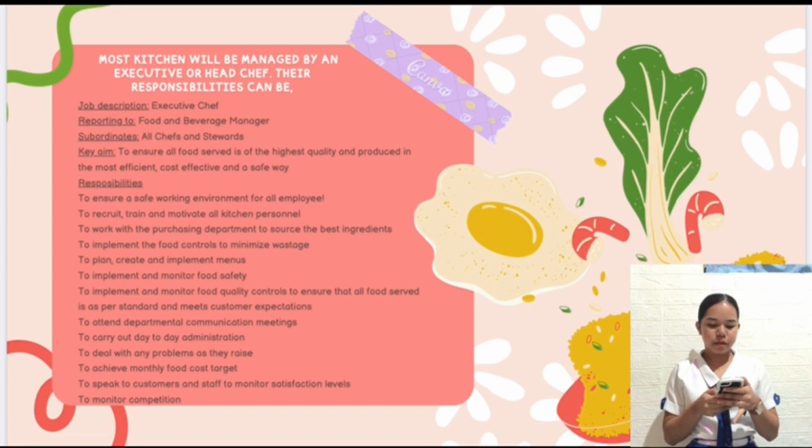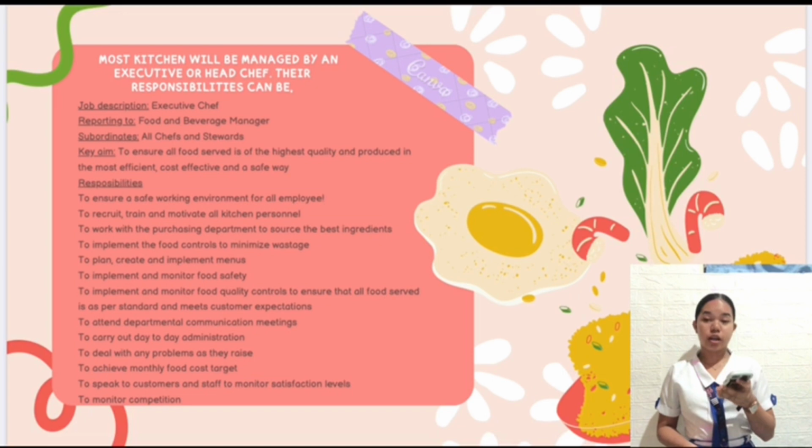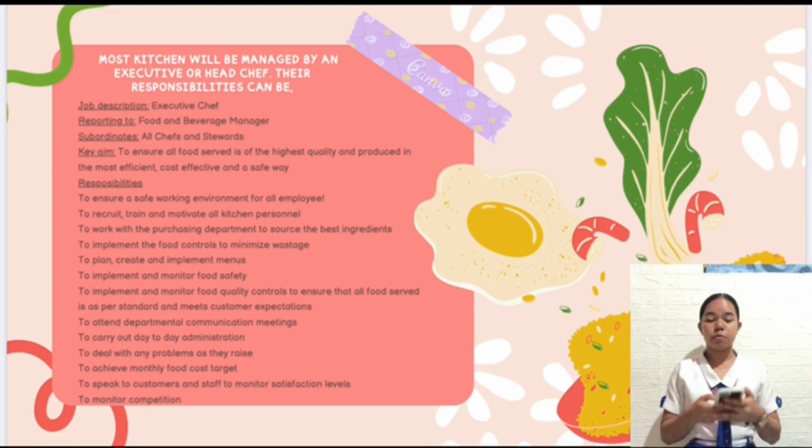to ensure a safe working environment for all employees, to recruit, train, and motivate all kitchen personnel, to work with the purchasing department to source the best ingredients, to implement food controls to minimize wastages, to plan, create, and implement menus, to implement and monitor food safety, to implement and monitor food quality controls to ensure that all food served is as per standard and meets customer expectations, to attend departmental communication meetings, to carry out the day-to-day administration, to deal with any problems as they arise, to achieve the monthly food cost target, to speak to customers and staff to monitor satisfaction levels, and lastly, to monitor competition.